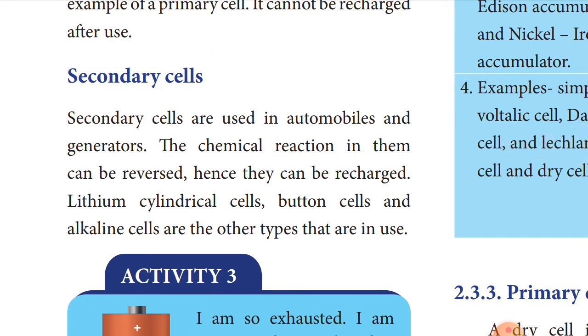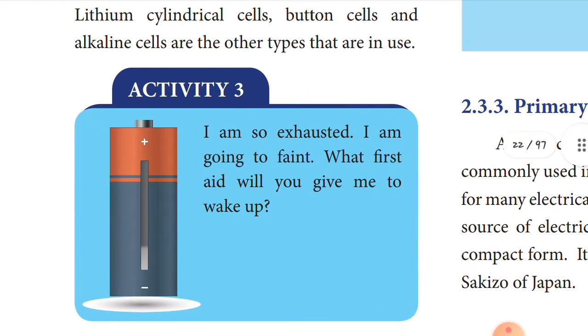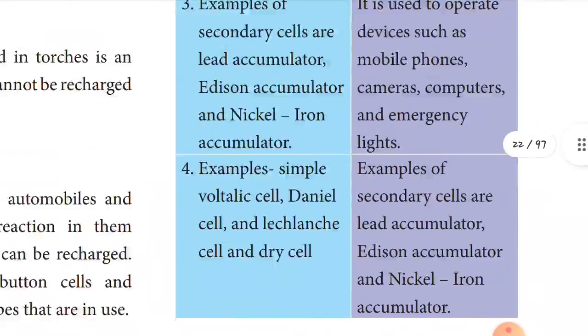Okay, and secondary cells. Secondary cells means you can recharge and use them many times. For example, mobile phone chargers. We are also using them in automobiles and generators. The electrical reactions can be reversed, so they can be recharged many times. Button cells, alkaline cells, these are very important uses of the secondary cells. Here positive, here negative terminal.